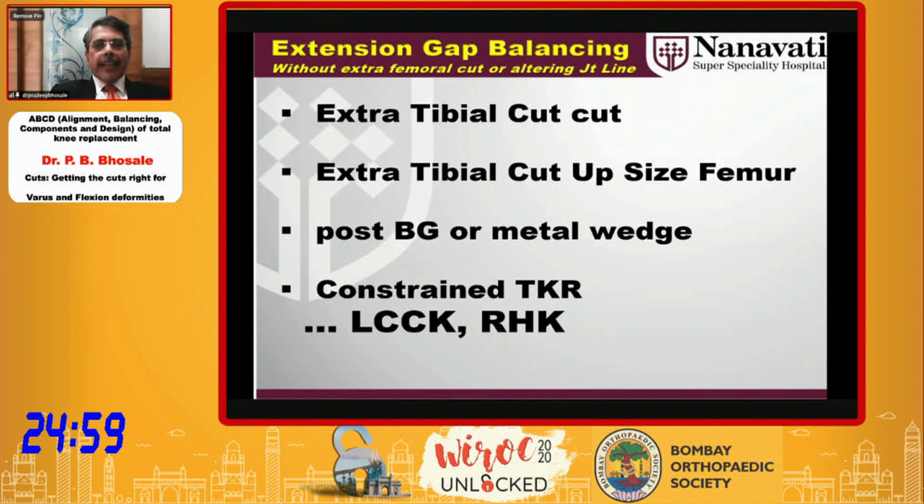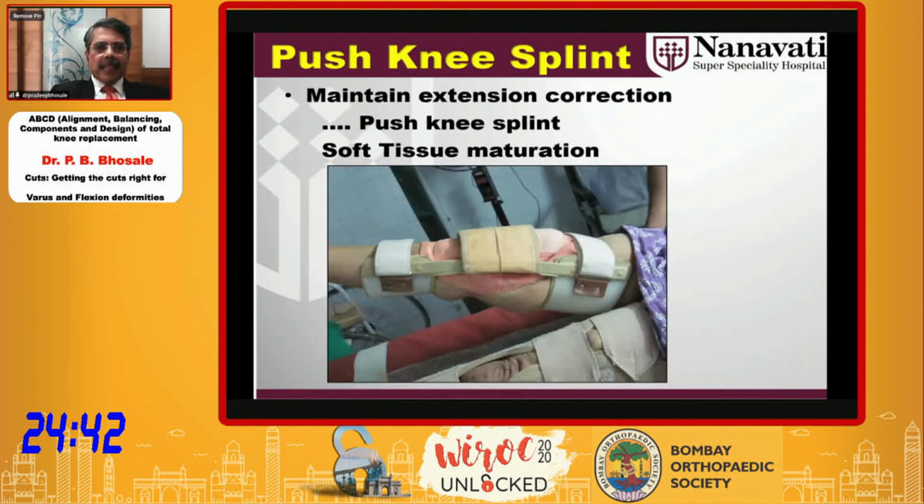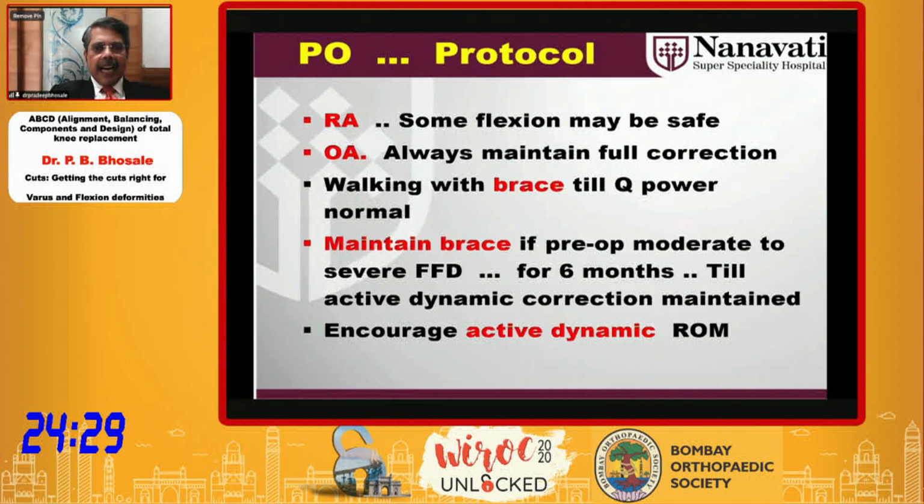Now to avoid that, sometimes you can do a little extra tibial cut and upsize the femur. Posterior bone graft or metal wedges can be used, or sometimes constrained. So this can save extra cutting of the femur. A posterior splint is very useful in most of the rheumatoid patients. You leave some flexion deformity, and this splint really progressively stretches the posterior structures and is very helpful.